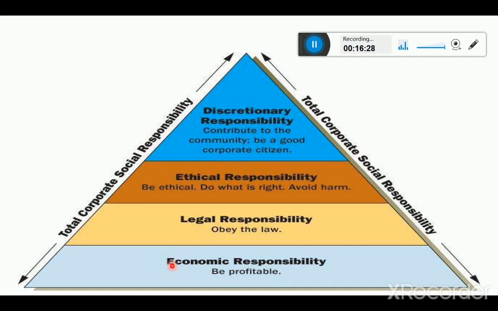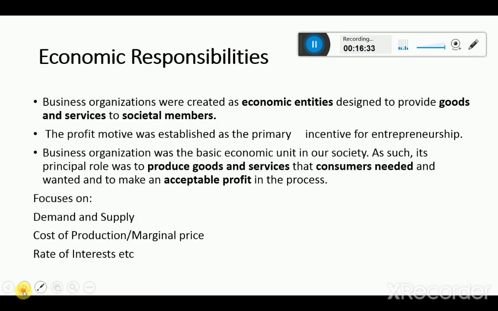Now let us see each responsibility in detail, what it means. First, the economic responsibility. Look here: business organizations were created as economic entities designed to provide goods and services to societal members. We always ask why organizations and companies are inside the market, what is the reason? The reason is that they are economic entities.